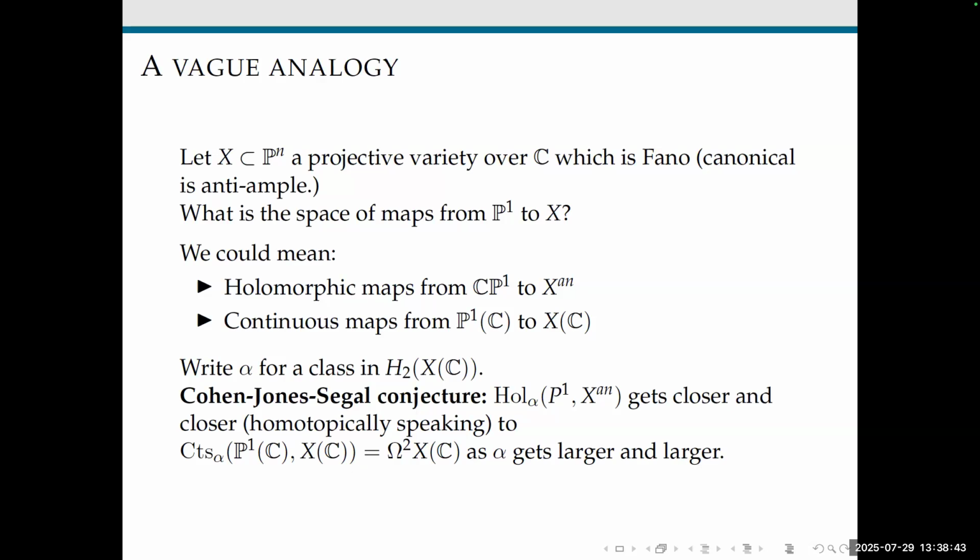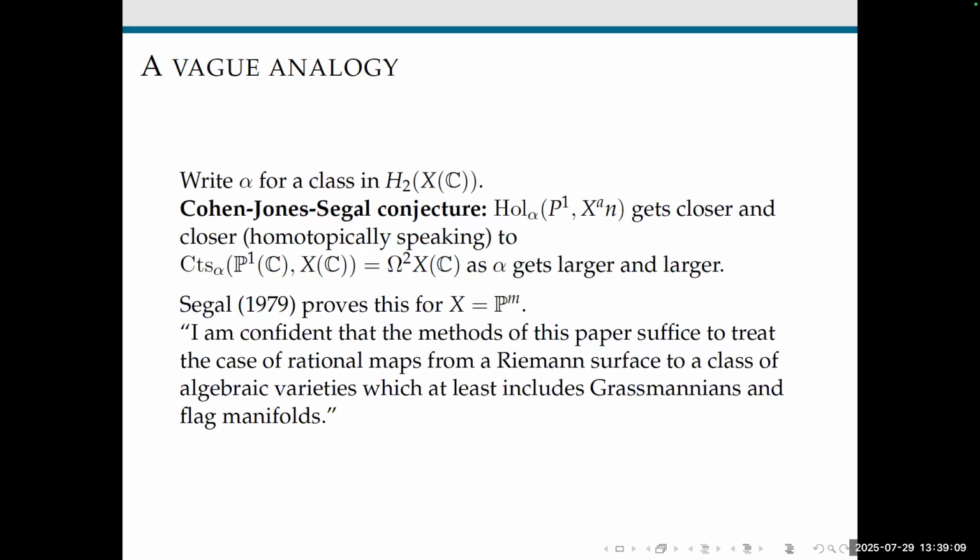Somehow, for very high degree holomorphic maps from one variety to another, the space of such maps, you can almost forget this holomorphic condition, and that becomes very similar in some homotopic sense to the space of smooth or continuous maps, which is more or less, just because it's maps from S2 to this manifold, the double loop space of that manifold. And that's the kind of thing that topologists really can get their hands on and know a lot about.